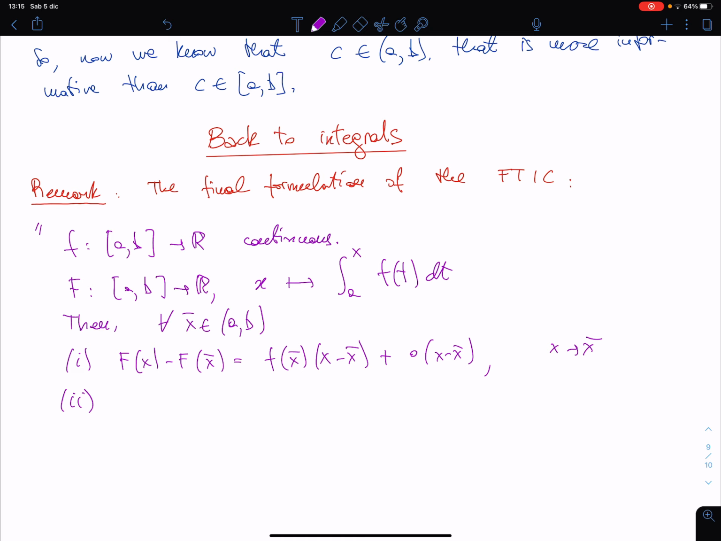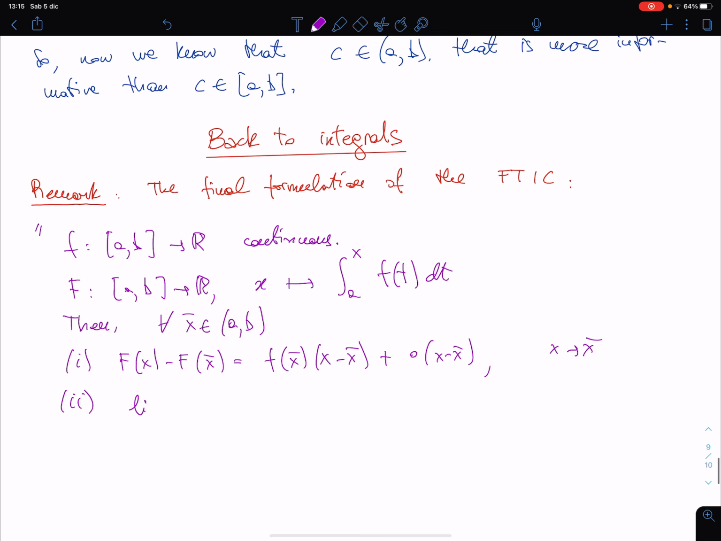Second, which is completely equivalent, the limit for x going to x bar of capital F of x minus capital F of x bar divided by x minus x bar is equal to f of x bar. And third, now I just ask you to observe the following fact.